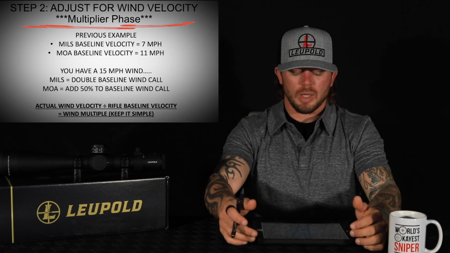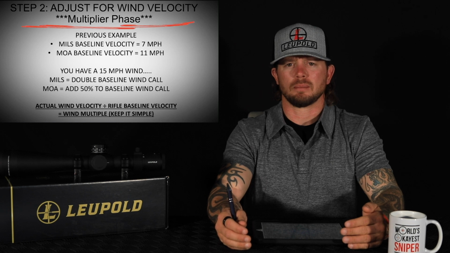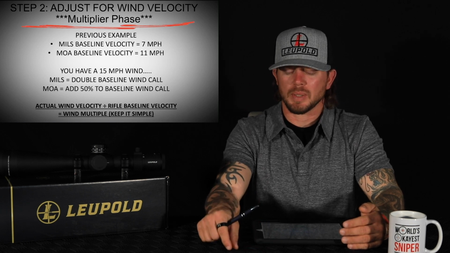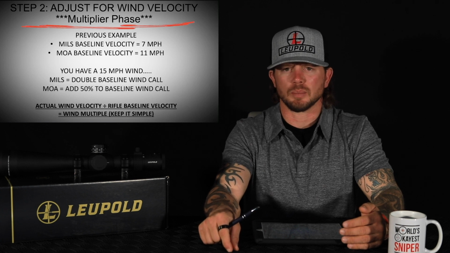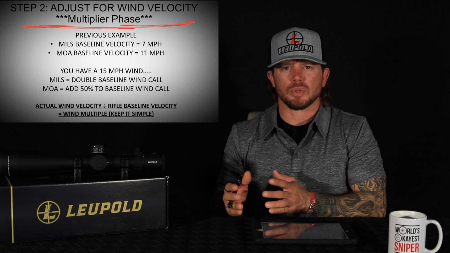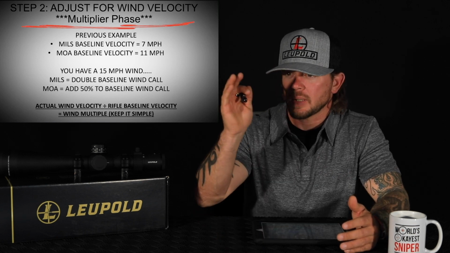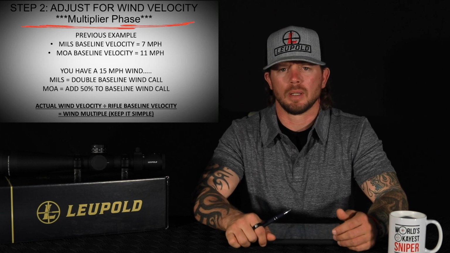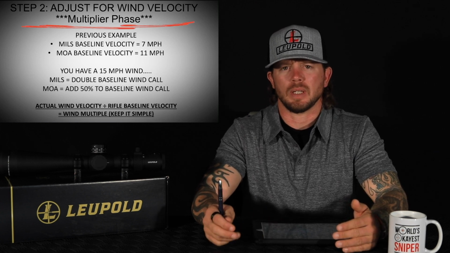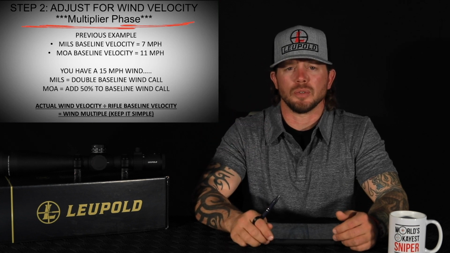So if my rifle, I'm using a mil scope, is a 7 mile per hour baseline, and I have a 15 mile per hour wind, I want to keep it simple. I'm not trying to use decimals. I want to keep it simple up to whole numbers or half numbers. So I have a 15 mile per hour wind I am observing out at the range. I have a 7 mile per hour rifle. 7 goes into 15 2 times. I now have my multiplier, which is 2.